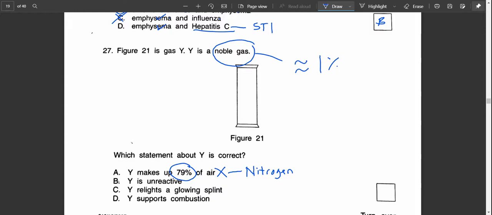Gas Y is unreactive, so this one is correct. Same with nitrogen also, they are unreactive. Start with the N, so N unreactive. Why we like a glowing splint? So that one is also no. The one that makes a glowing splint relight is oxygen, because oxygen supports combustion. Noble gas does not. It's mentioned there, support combustion. So the best answer for this question is B.